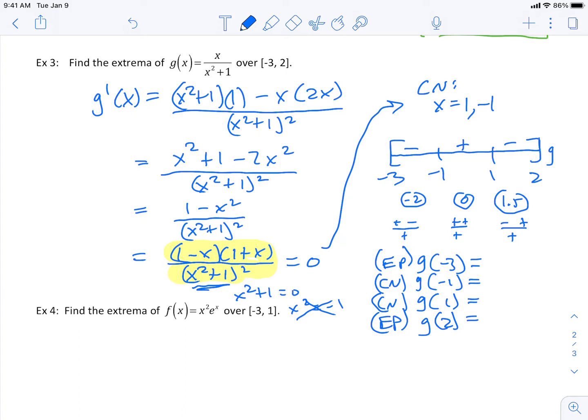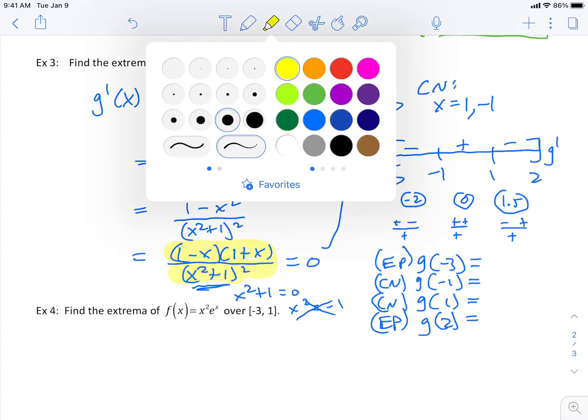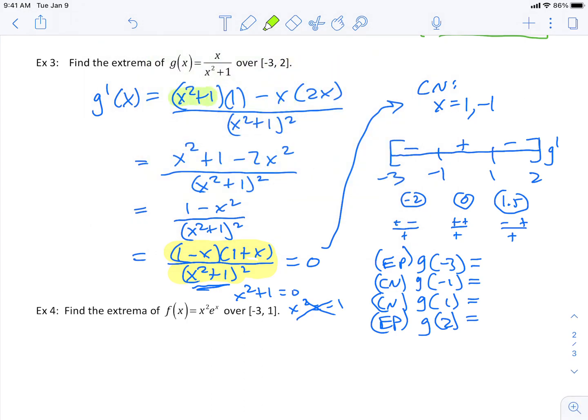And this is the sign chart for the derivative of g. So now we're going back to this. When I evaluate, we always go back to the original function. So plug in negative 3, you're going to get negative 3/10. Plug in negative 1, you're going to get negative 1/2. Plug in 1, you get positive 1/2. Plug in 2, you get 2/5.